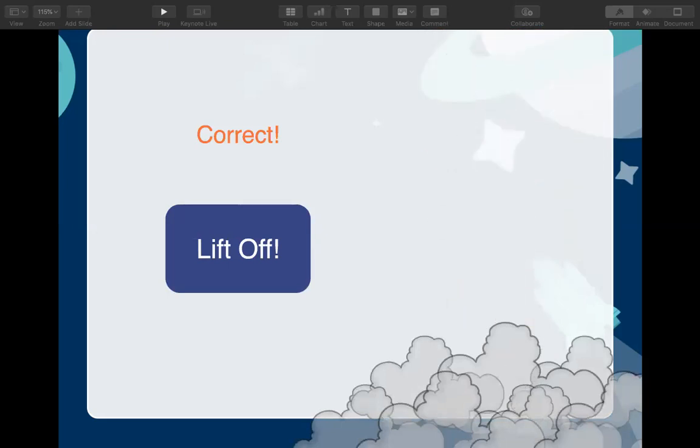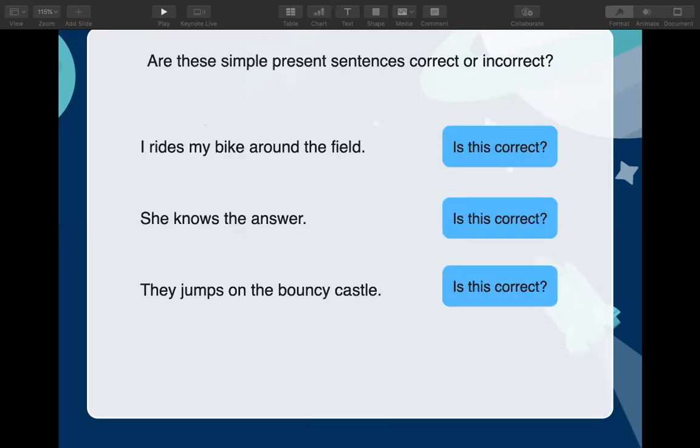Very good, guys. Okay, so now that you saw some examples, I think we're ready for something more challenging. So here it is. Are these simple present sentences correct or incorrect? For example, I ride my bike around the field. Is this correct? No, because it says I rides. Remember, we only add the S to the verb if we're talking about he, she, or it.